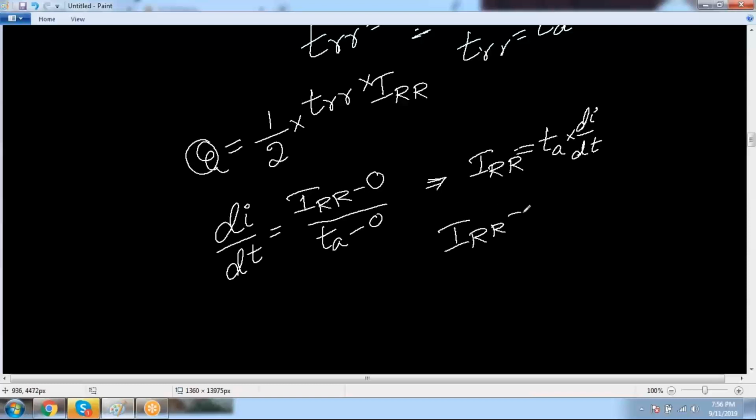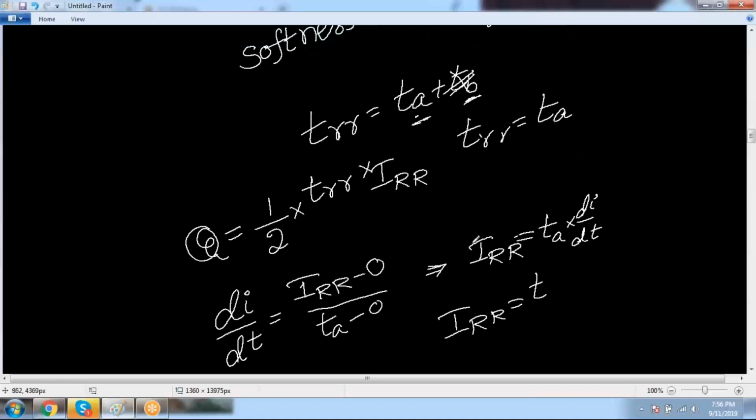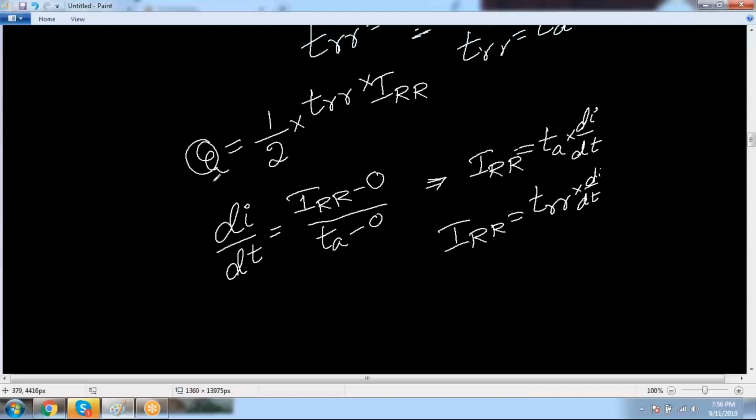IRR is equal to, TA is equal to TRR, into di by dt. Now, can I substitute over here? IRR is substituted here. If you substitute it in this equation, then what you get is Q is equal to half into TRR, into TRR again, so Q is half into TRR square into di by dt.